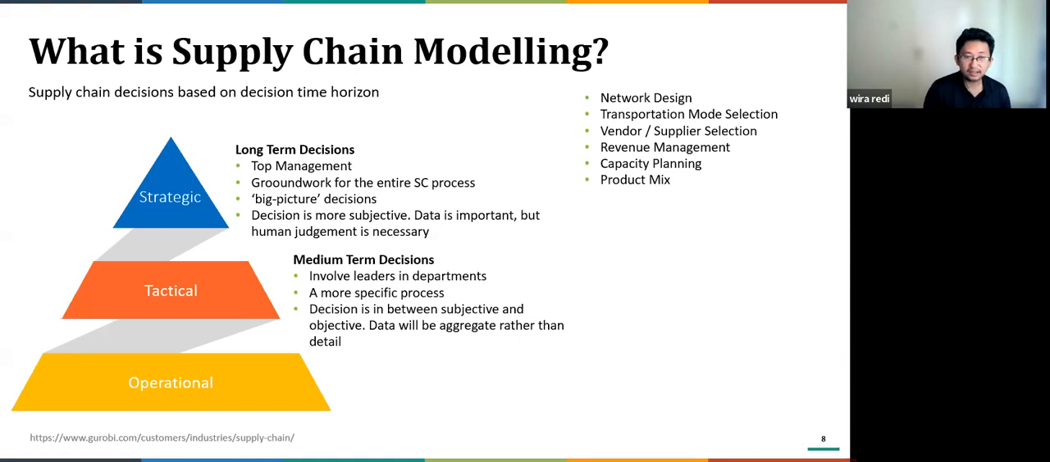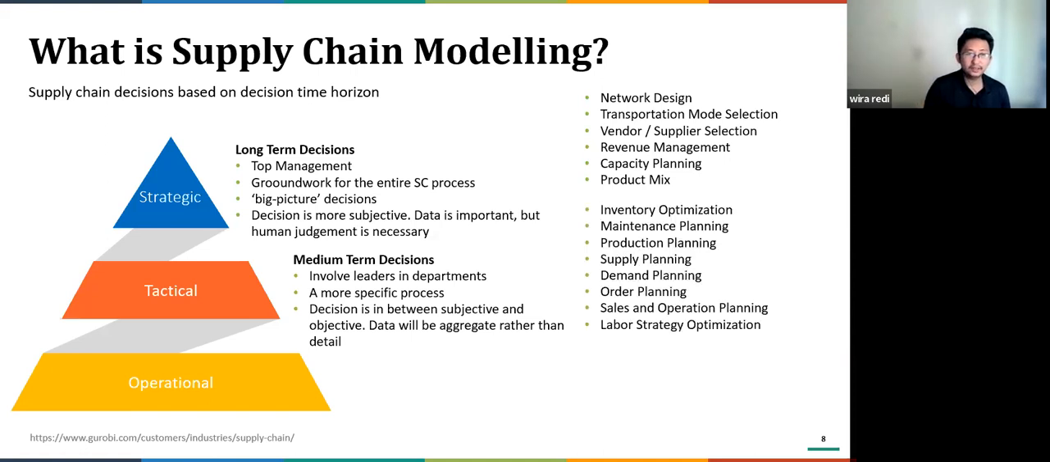It's difficult to do it every day because it takes time. So that's why you do it periodically, as a quarterly review, sometimes every semester, or sometimes every year. Okay, these are examples of tactical problems that need to be decided in the supply chain.